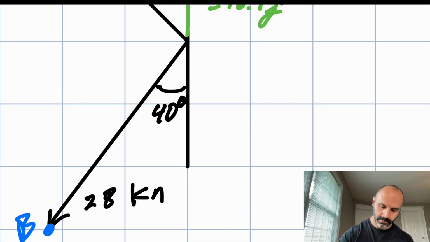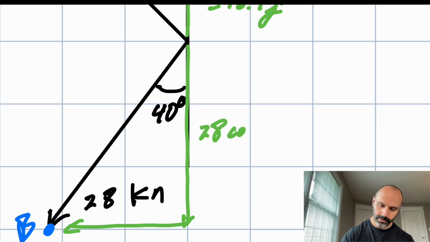Here, again, this is going to be 28 cosine 40, which turns out to be 21.4 J.